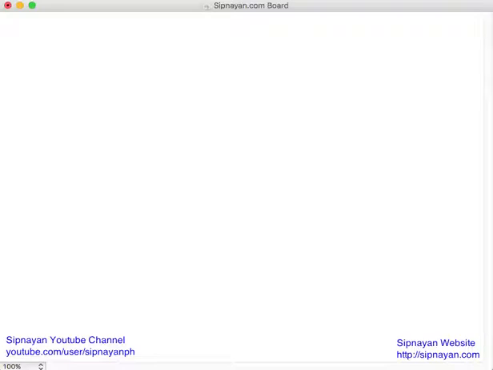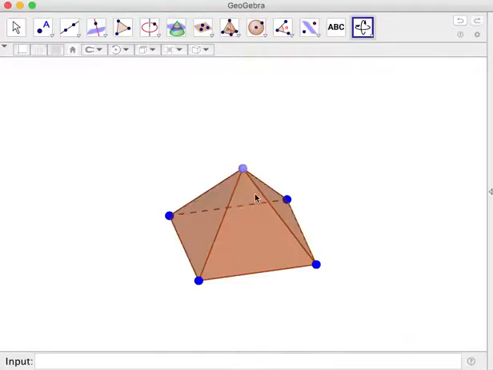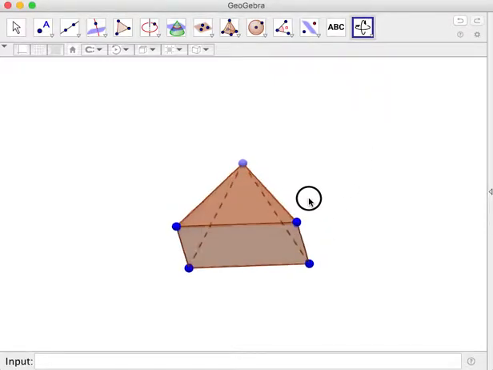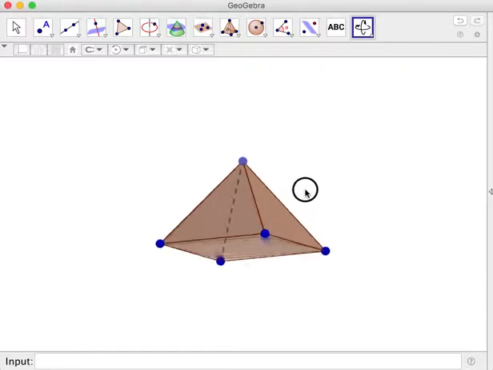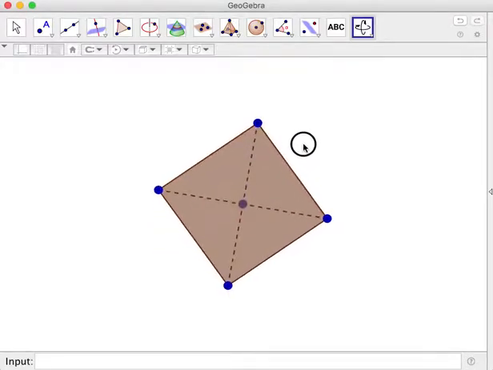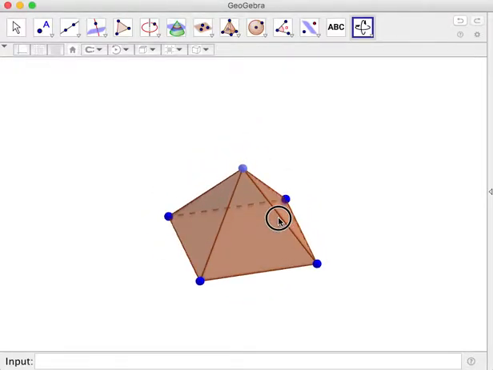May mga iba't ibang klase tayo ng pyramids, no? For example, meron tayong square pyramid. Ibig sabihin ng square pyramid is square yung kanyang bottom, no? So, for example, this one, as you see on your screen, yung bottom ng pyramid na to ay square, no?